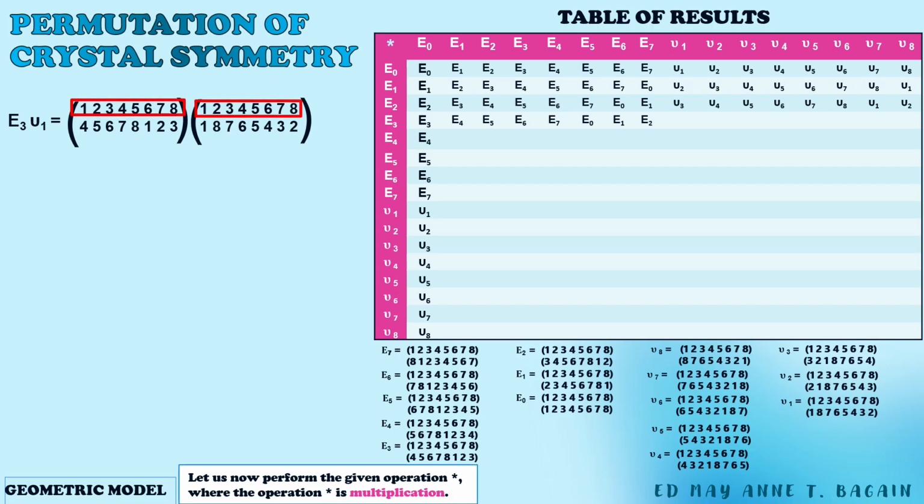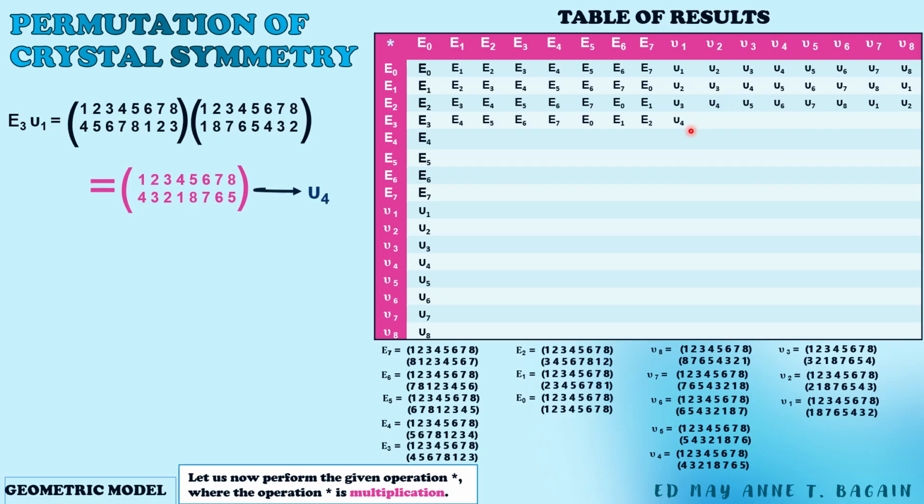Okay, let's check. We have here 1, 1. So the new one is 4. So 4, 3, 2, 1, 8, 7, 6, 5. So if you know the first number here, you know what will be the next remaining numbers. So this one would be epsilon sub 4.